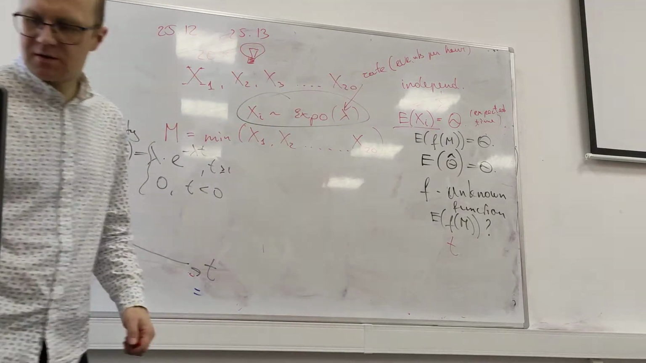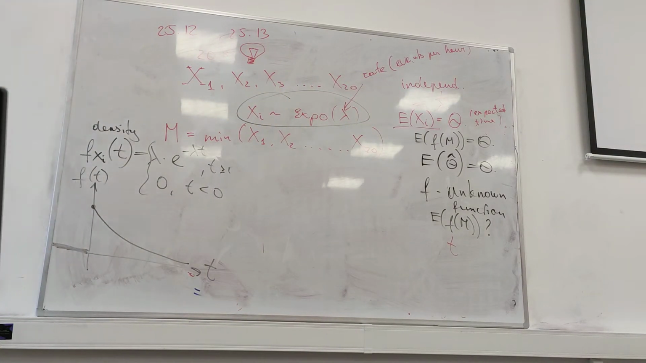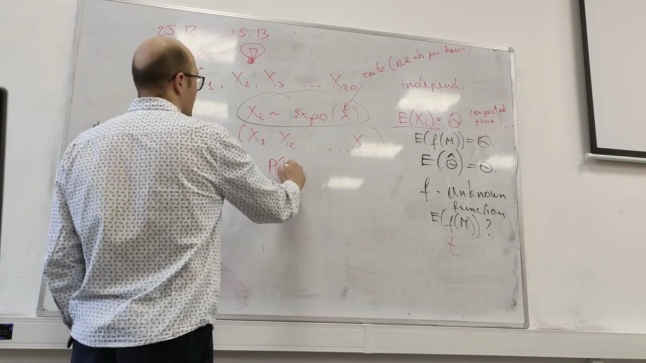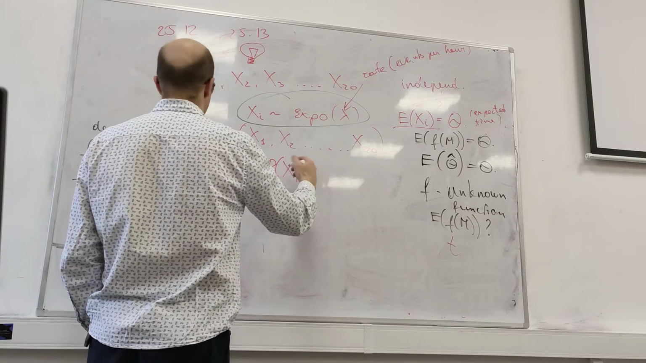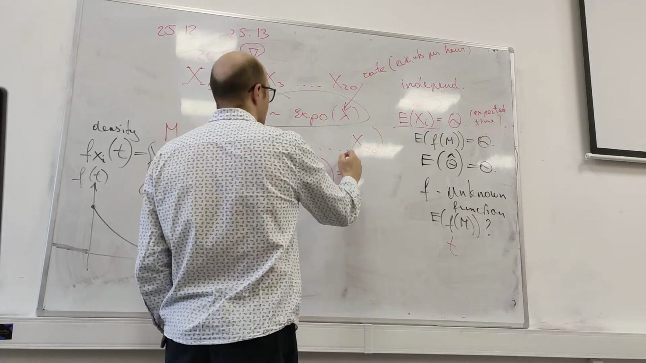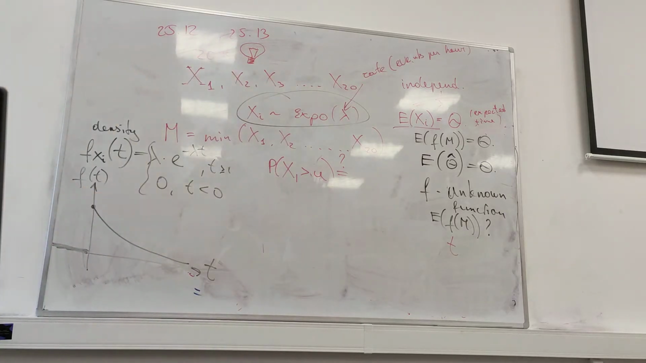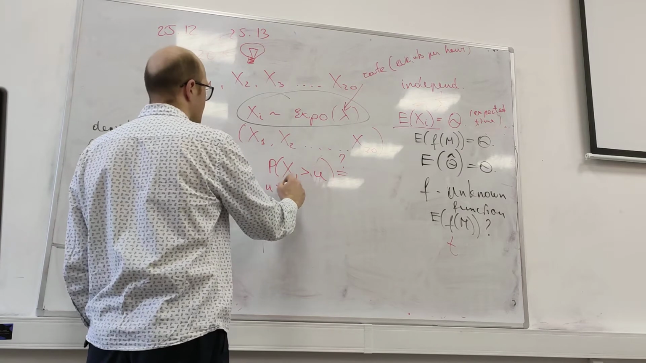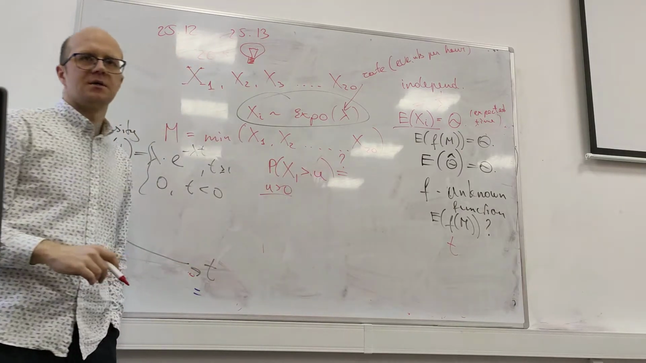Okay, so I will give you some questions that are maybe very easy. What is the probability that x1 is greater than some u? Imagine that u is some positive number. How to calculate this probability?